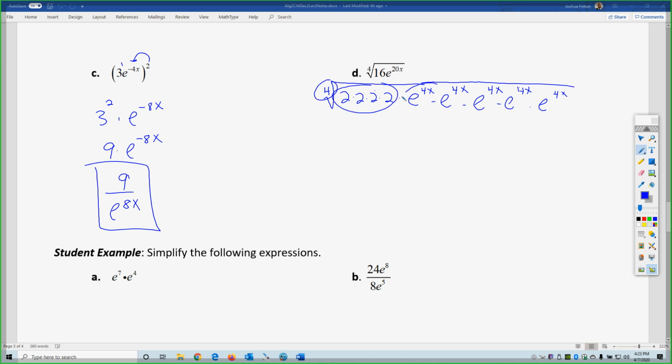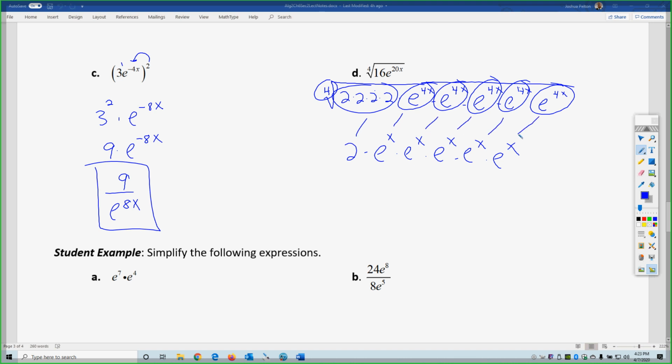So I have 1 group of 4, 2 groups of 4, 3 groups of 4, 4 groups of 4, 5 groups of 4. So I get 2 times e to the x, e to the x, e to the x, e to the x, e to the x, right? And there's nothing left inside. So this is a perfect radical for a final answer of 2e to the 5x. Okay, so you can do the numbers like normal. You can also look at this and say, well, I'm breaking this up with an index of 4, so 20 divided by 4 gives me 5. So there's a couple ways to go about that without having to write it out like that, but it's up to you as to what you need.